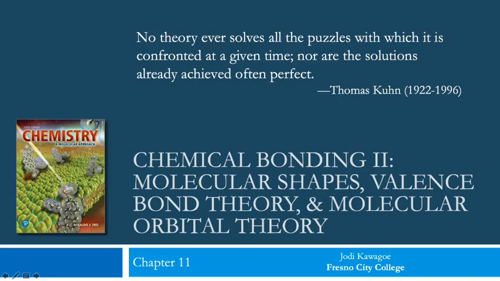So in Chapter 11, we're going to continue our discussion of chemical bonding, and we're going to look at how we can predict the shapes of molecules, and that'll be something called VSEPR theory. And then we'll look at two more advanced bonding theories.